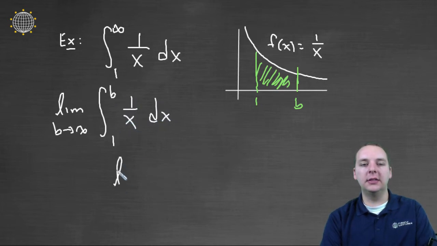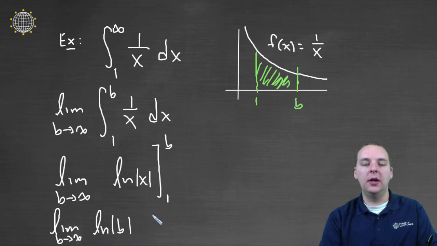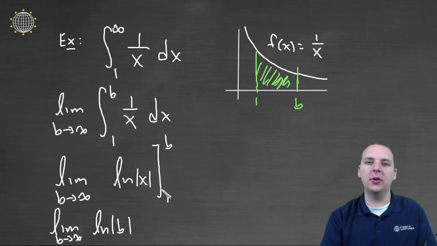Integral of 1 over x is the natural log of x, bracket from 1 to b with the limit out front. Limit as b goes to infinity. All right, now natural log of the absolute value of b minus the natural log of 1, but the natural log of 1 is just 0. So we won't have that term. And now as b goes to infinity, where does natural log of b go? Well, it also goes to infinity. So that's interesting. This is not a finite numerical value for this answer.